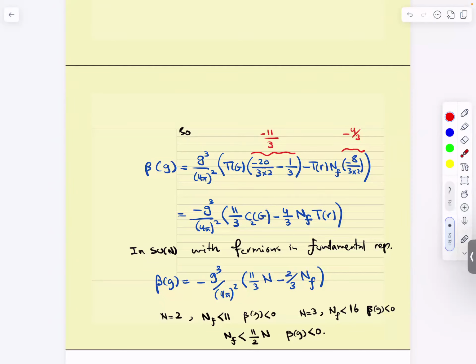So if you are dealing with SU(N) with fermions in the fundamental representation, first of all, if you take pure Yang-Mills, n_f is 0, so the beta function is negative. Pure Yang-Mills is a sensible theory. It has a negative beta function, it has asymptotic freedom. When you add fermions... pure Yang-Mills has anti-screening.